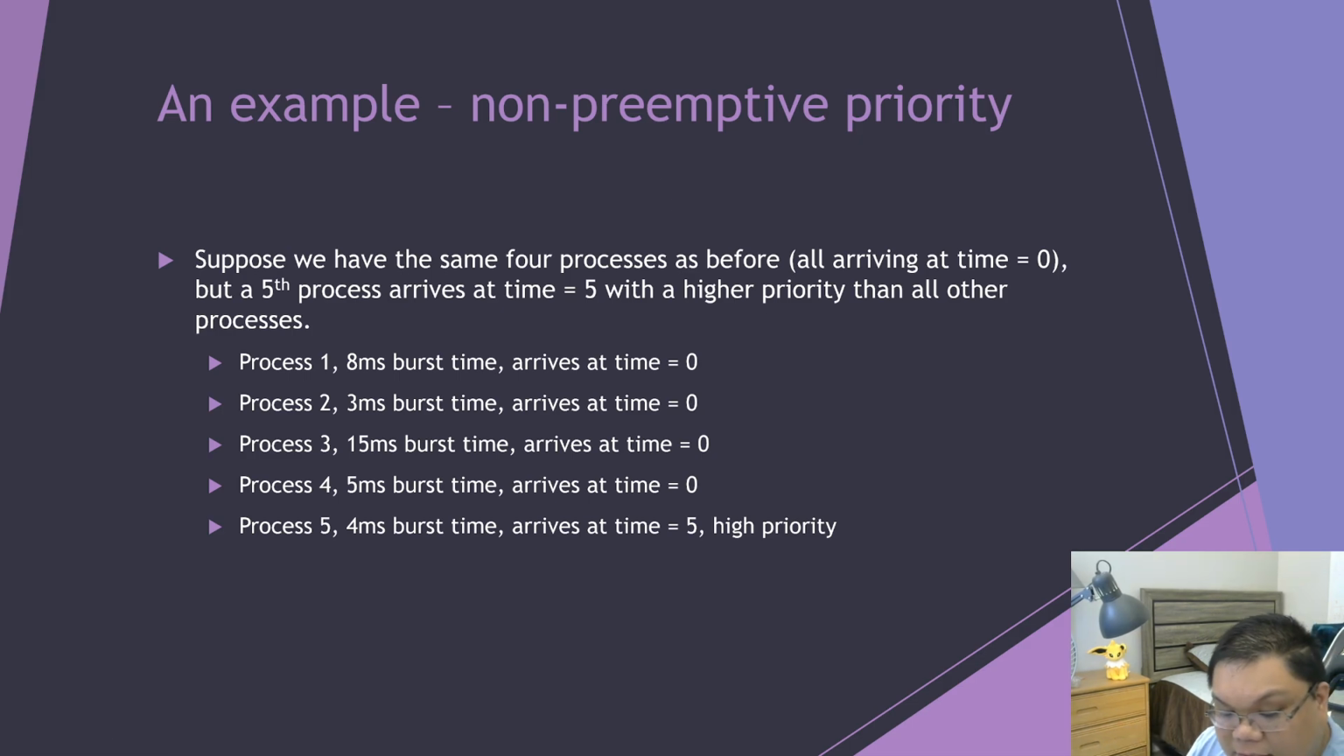So now, let's talk about preemptive priority scheduling. Suppose we have the same 4 processes as before, but we have a 5th process, arriving at time 5 with a higher priority than all other processes. So process 1 has a burst time of 8 milliseconds.